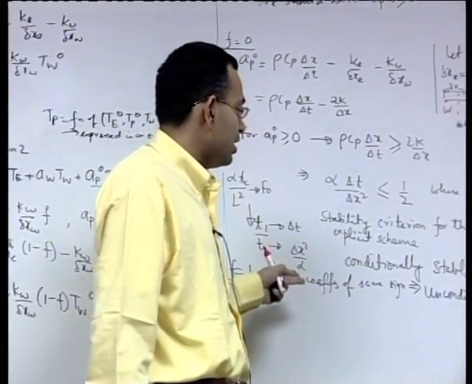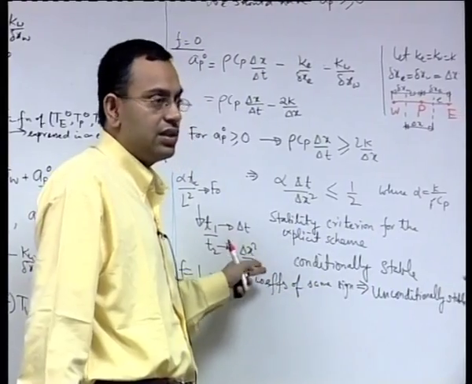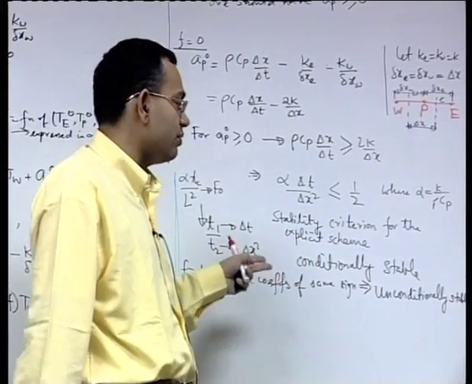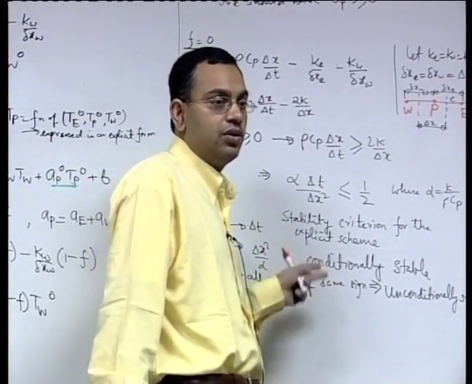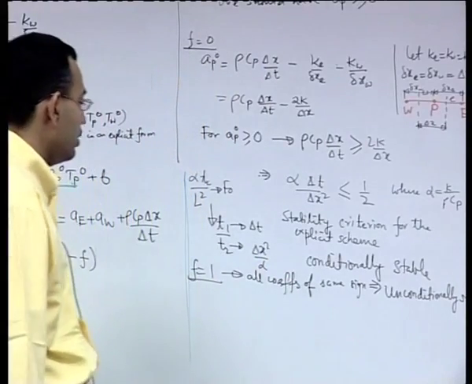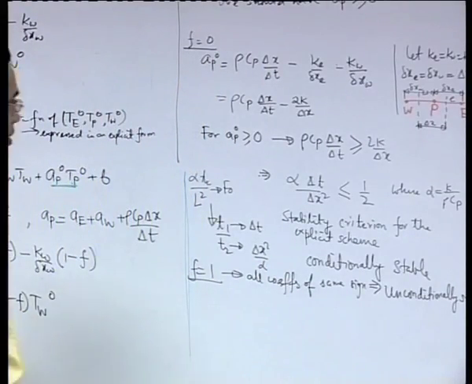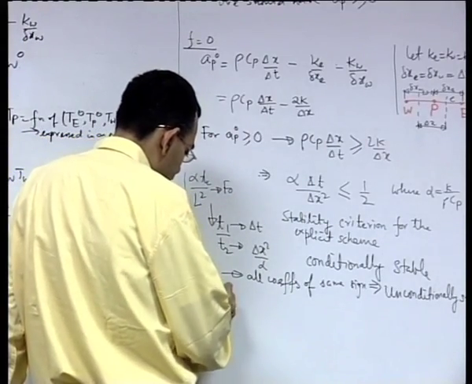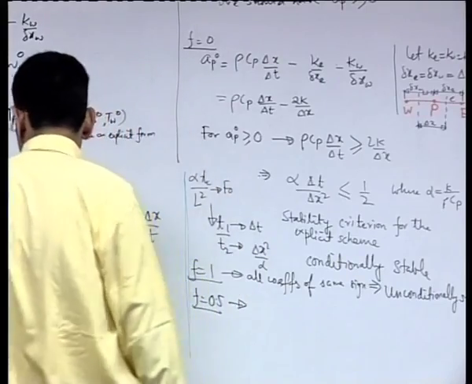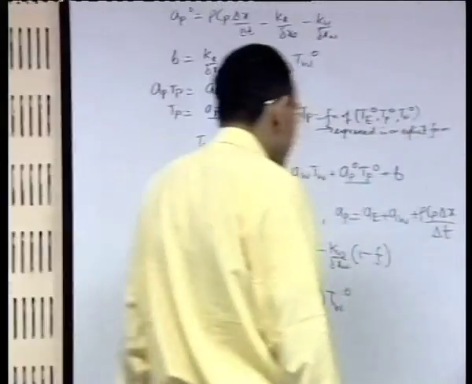On the other hand, the scheme has a disadvantage, or rather limitation if not a disadvantage, that you have to solve the coupled system of algebraic equations for the fully implicit scheme. What about f equal to 0.5, which is the Crank-Nicolson scheme?